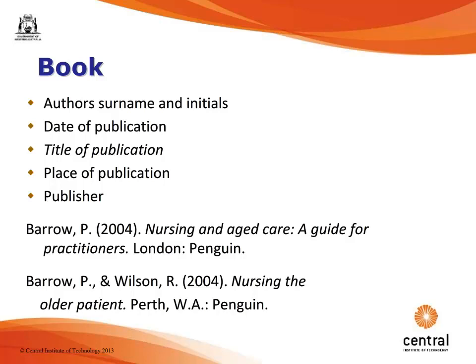So for a book citation, in a reference list, you need the author's surname and initials, the date of publication, the title of publication, italicised, place of publication, and publisher, all set out in the given format. It's like a mathematical formula with commas, full stops, brackets, capitals, and italics in specific places, and all in a consistent order. Don't forget the hanging indent for the second and subsequent lines of each citation.